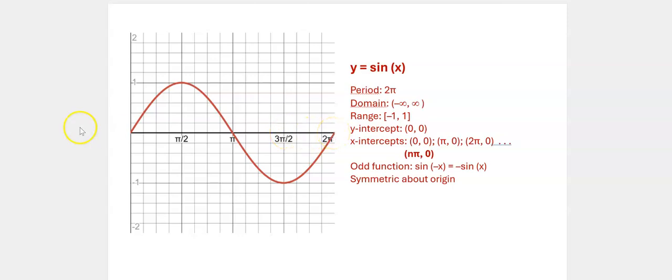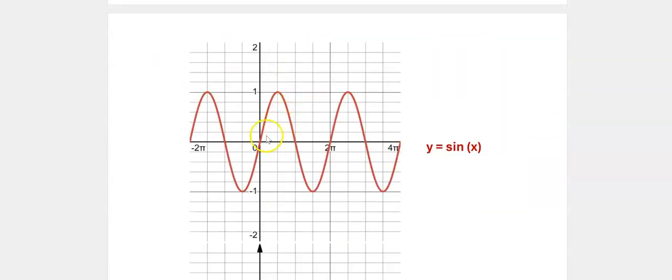It is symmetrical about the origin, so if you were to continue going to the left, it would look like this up here. So you can see that it's symmetric about the origin here. For every x value, there's also a negative x. For every x, y, there's a negative x, negative y value.